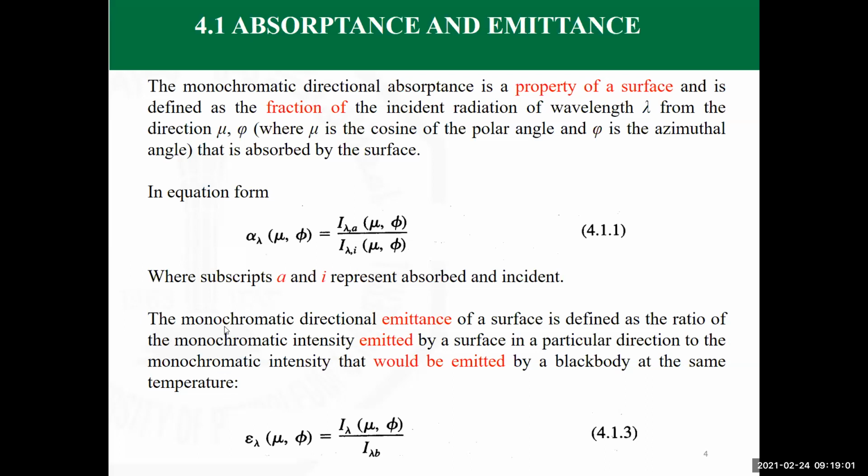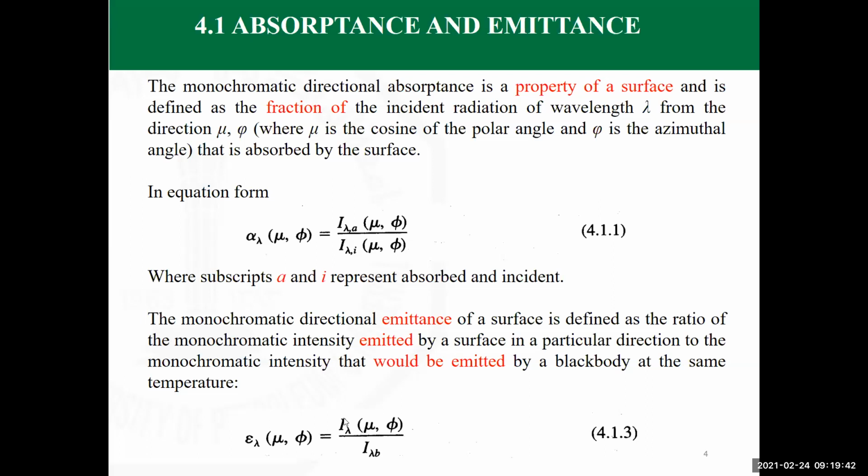Then we're talking about the monochromatic directional emittance of a surface. Now I'm talking about emissivity here. It is the ratio of the monochromatic intensity emitted by a surface to the monochromatic emissive power of a black body. Epsilon is a fraction for a real body, but for a black body, epsilon is equal to 1. Emissivity is basically a ratio between the emitted energy of a surface compared to the emitted energy of an ideal emitter, which is the black body. And that's why the definition is given here.